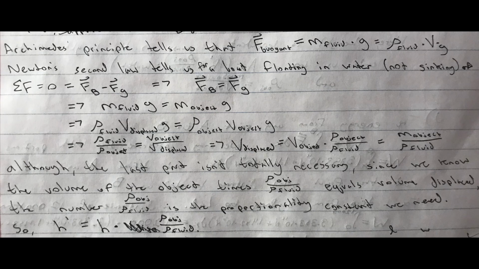Now we have the ratio we need, which is the density of the object over the density of the fluid. Since we know that that is multiplied by the original volume of the object, this proportionality is going to be applied also to the height, because we are going to take the density as constant over the total volume, which is not totally accurate, but is a decent approximation for our purposes. So h prime equals h times density of the object over density of the fluid.